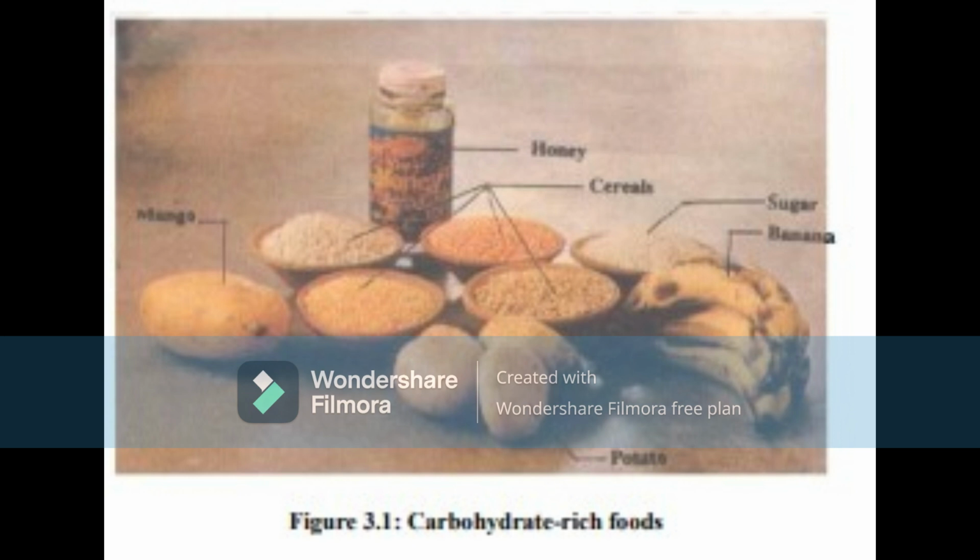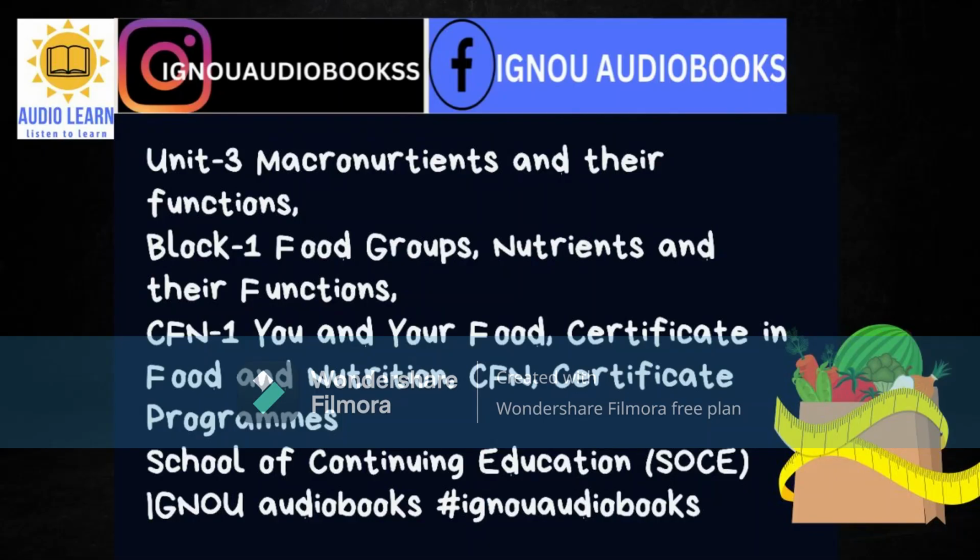Excess of carbohydrates in diet. If our diet has excess carbohydrates, it is converted into fat and stored in our body. Therefore, an increased intake of carbohydrates leads to overweight. This in turn can be one of the causes for other diseases like diabetes, high blood pressure, etc.